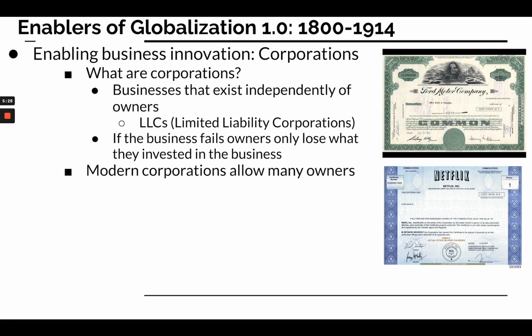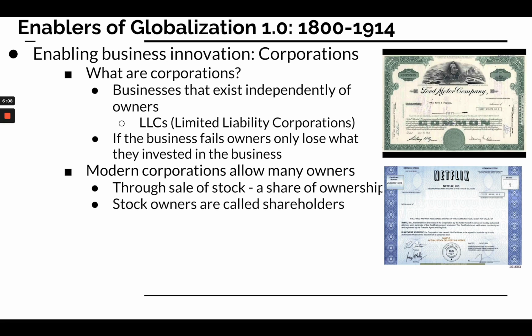Modern corporations also allow for huge numbers of owners. We're not talking anymore about a single owner or partnerships. You can have many, many owners, and this comes through the sale of stock. A stock is just a share in the ownership of a company, as represented by these stock certificates. One for the Ford Motor Company, this would be how many shares of stock you have. This one is 50 shares of stock, and this is a single share of Netflix stock.